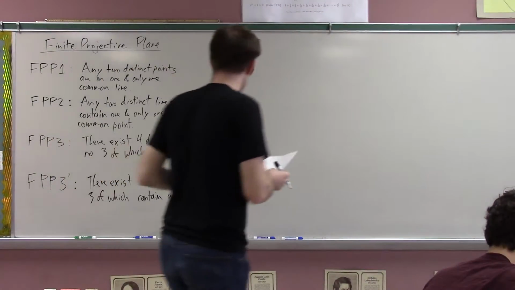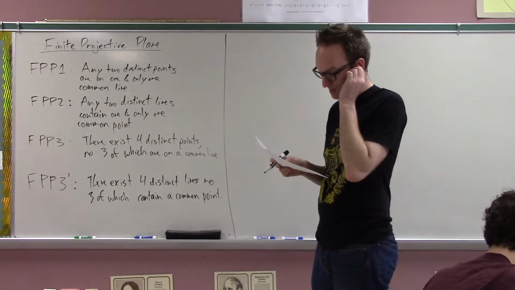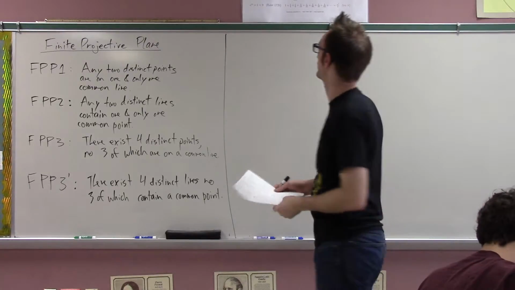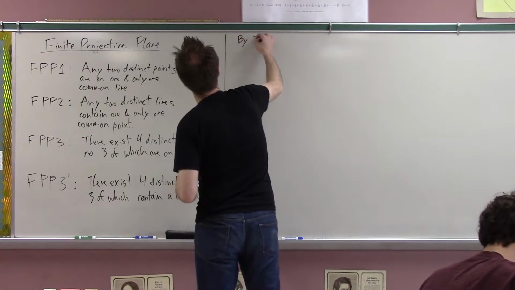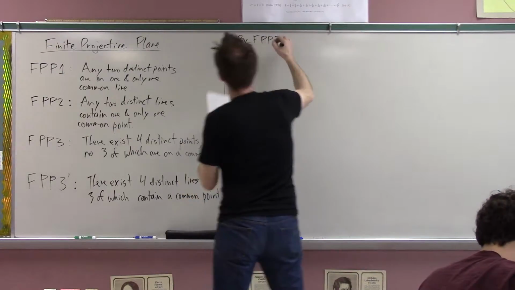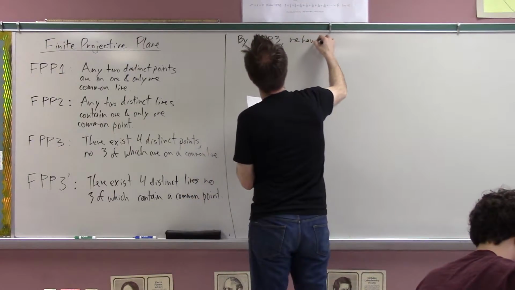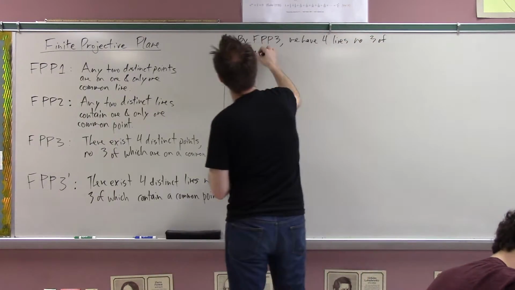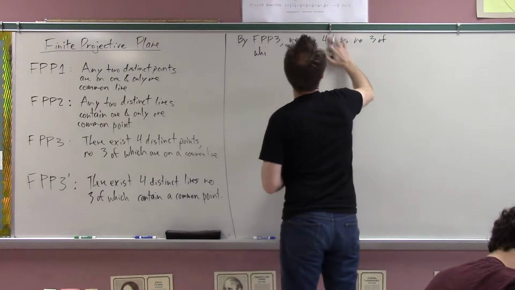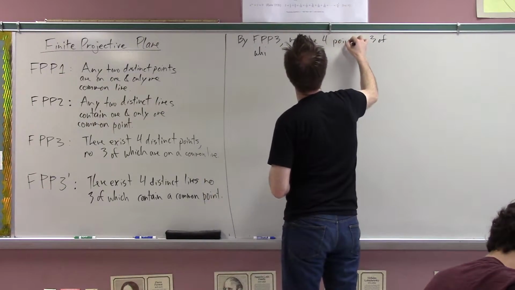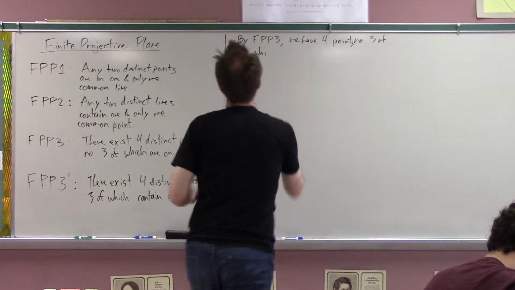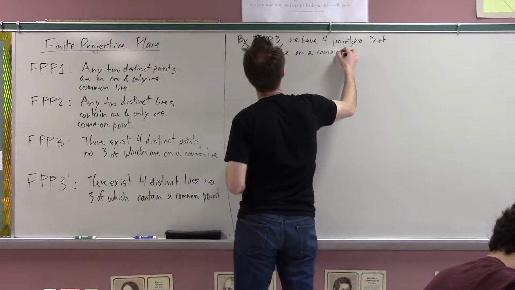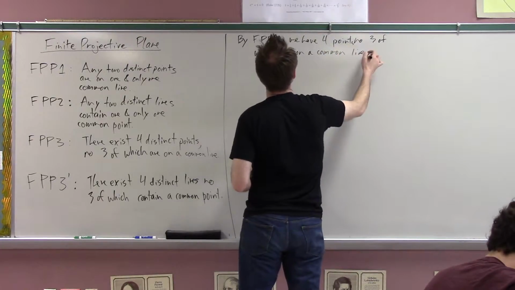So we are going to prove FPP3 prime. First of all, we're going to start with FPP3. By FPP3, we have four distinct points, no three of which are on a common line. So yeah, we're kind of repeating the last 10 minutes of class, but that's okay.